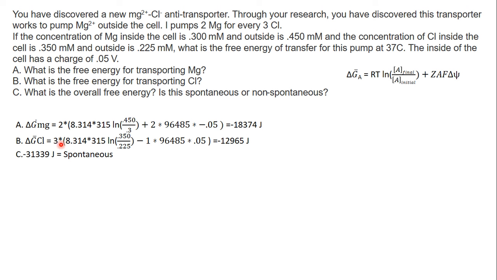All right, do the same thing for chlorine, except multiplied by 3 because I have 3 chlorine ions. So my final is 0.350, because I'm transporting Cl inside the cell. Initially it was 0.225. Negative 1 because chlorine has a negative 1 charge, Faraday, and 0.05 for our membrane potential because we're transporting inside the cell. You get negative 12,965. What's the overall free energy? Add these two together: negative 31,339. Anything with a delta G that's negative is spontaneous, so this is a spontaneous reaction.